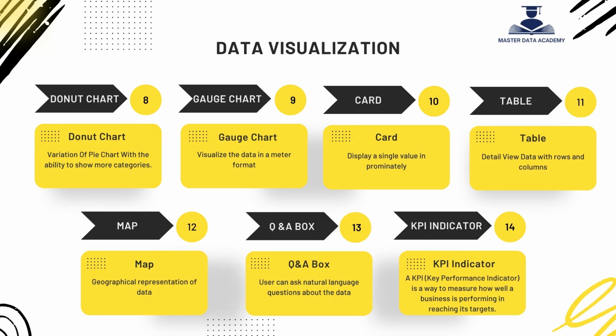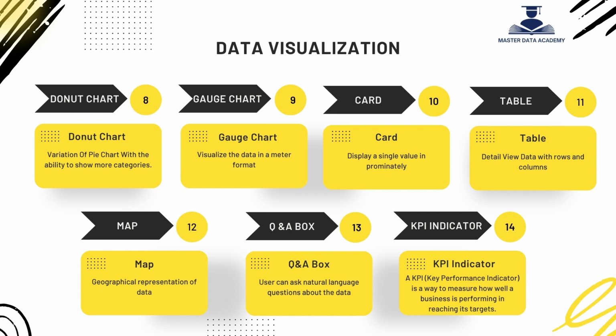Power BI data visualization. We've seen the basic charts like bar, line, and pie. Now let's move to some additional visuals available in Power BI that enhance interactivity and insight delivery. 8. Donut chart. The donut chart is a variation of the pie chart. It allows you to show proportions, but with the added ability to include more categories and even display totals in the center.